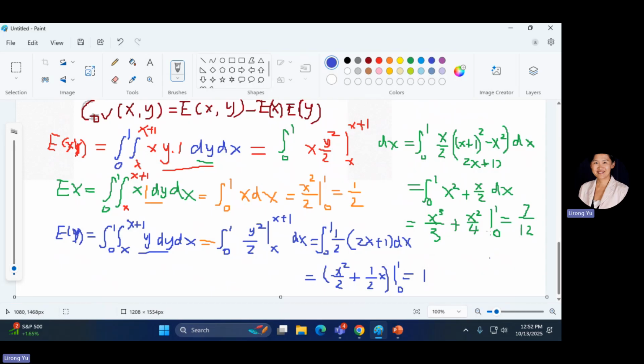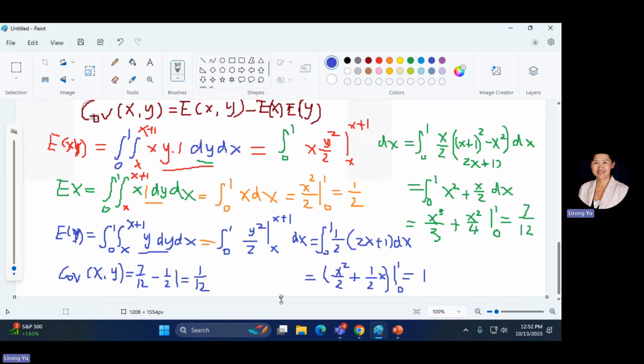So now we have the mean for x times y is 7 over 12. Mean for x is 1/2. Mean for y is 1. So the covariance for x times y equals 7 over 12 minus 1/2 times 1, which is 1 over 12. That's the covariance. Any question? All right, more.